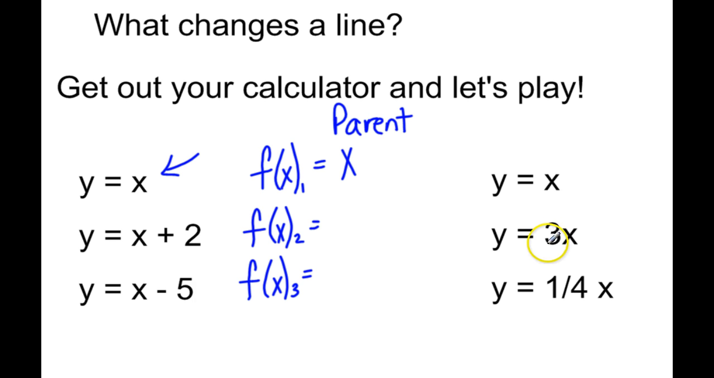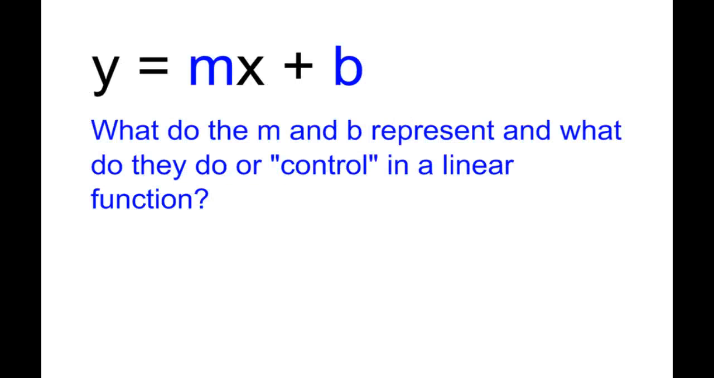Then I want you to put in 3 times x for the second one. See what happens. What should happen is the lines both go through the origin, but one is tilted steeper than the other one. And then I want you to put this one in, which is 1/4 x, 1 divided by 4 on your calculator times x. And what should happen is this line should still go through the origin, but it should be flatter than the other two.